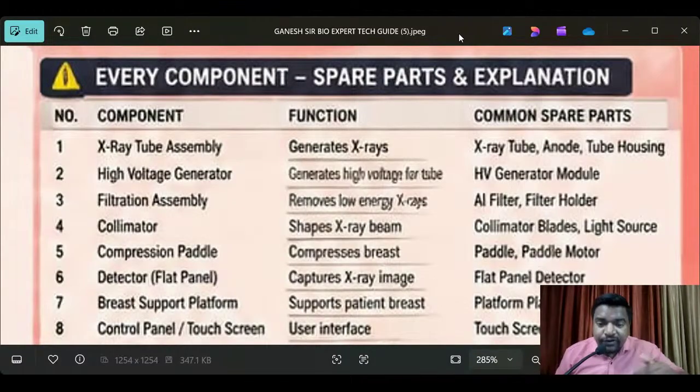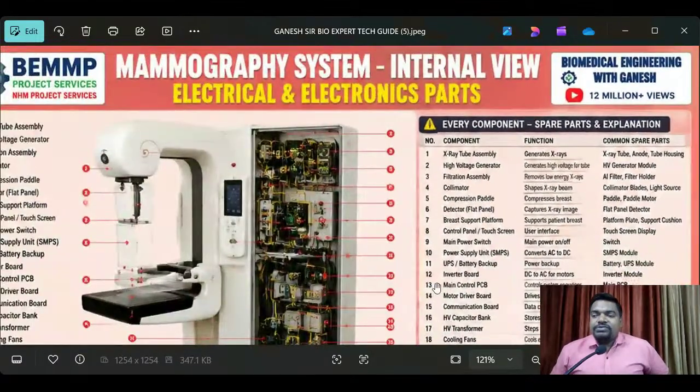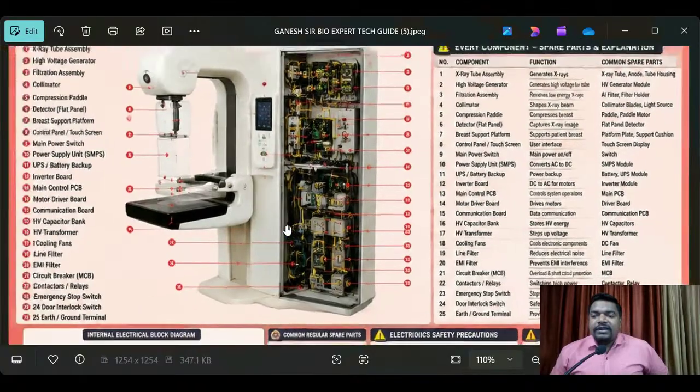If you are interested and focusing on mammography, then these are the time-taking processes, and these are the steps you need to follow. Right. I hope you got it very clear, my dear engineers? Yes. Come on. So see, I have given complete information here. I hope you got it.